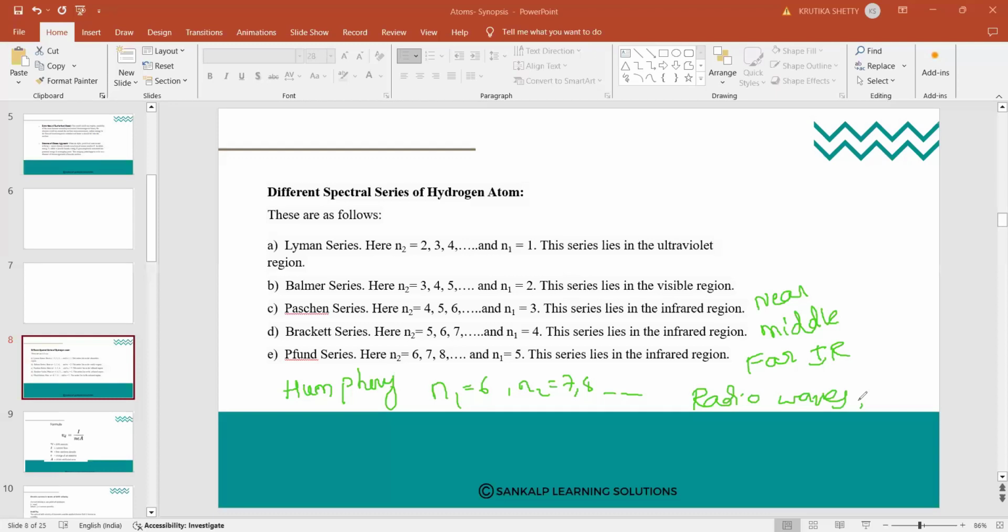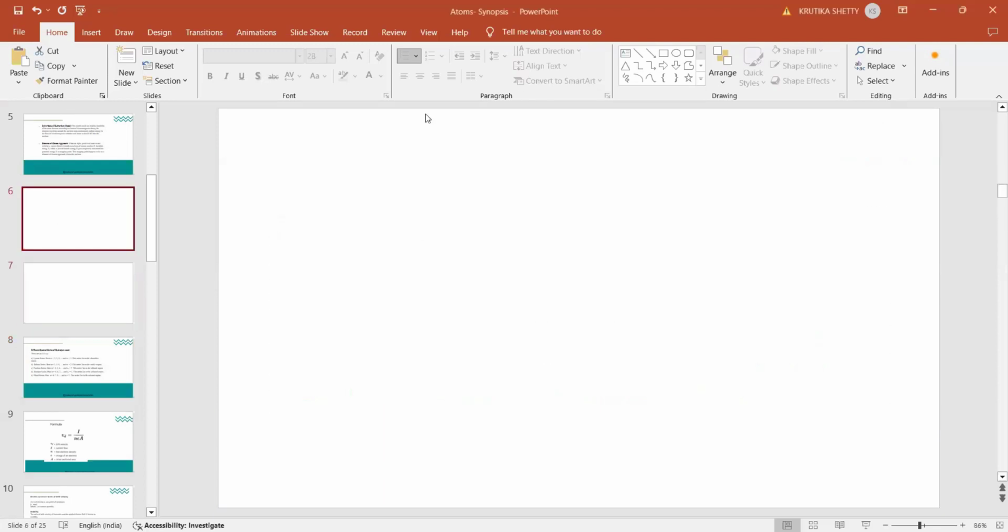Yes, students, any doubt is there? No, ma'am. Okay. So here some more points we will discuss regarding these spectral lines. Suppose the electron jumps from the nth orbit. How many possible spectral lines will there be? How many possible spectral lines will come?